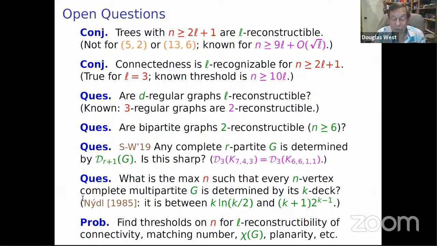And finally, just very open: what sort of thresholds on n, on the number of vertices, can you prove to show that your favorite class of graphs or parameter is L-reconstructible for graphs with at least that many vertices? Connectivity, matching number, the chromatic number is 1-reconstructible, but when n is at least 3, in general, how large a number of vertices do you need to show that it's L-reconstructible? So I think the area is very wide open, and I encourage people to get interested in that. Thank you very much for your attention.